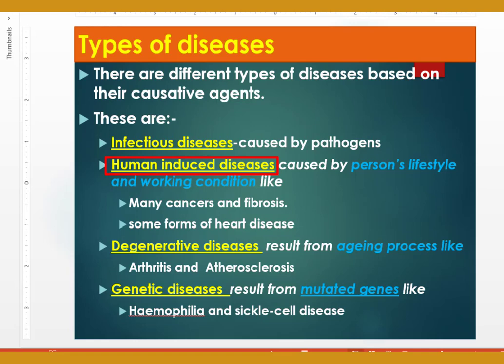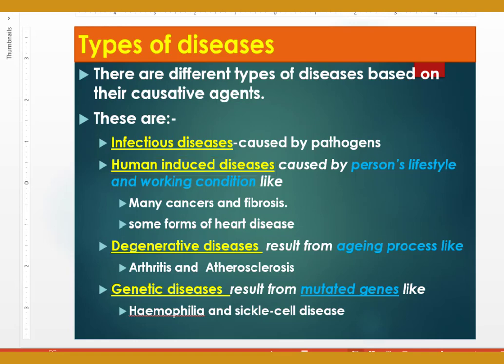Another factor is working condition. When we say working condition, we mean what type of jobs we have been performing. Do we face high workloads in our job? Because these types of jobs and workloads can affect our health status. Due to a person's lifestyle and working condition, we might face human-induced disease. This human-induced disease includes many cancers and fibrosis, and it can also result in some forms of heart disease.